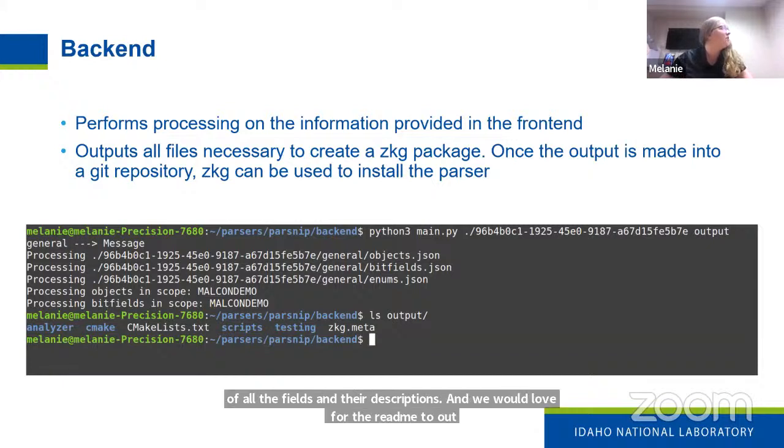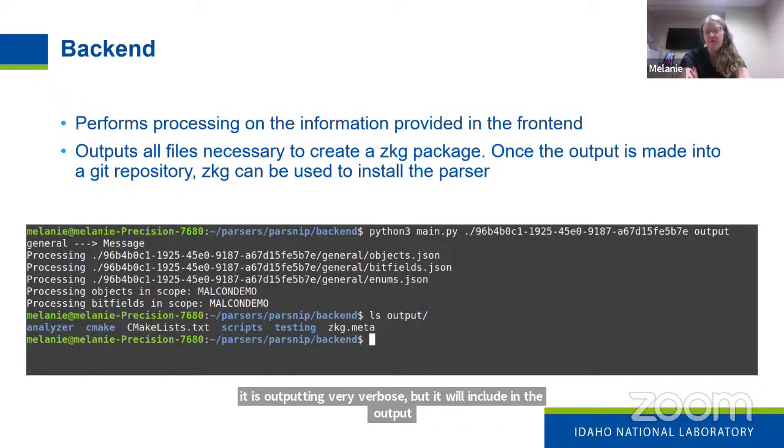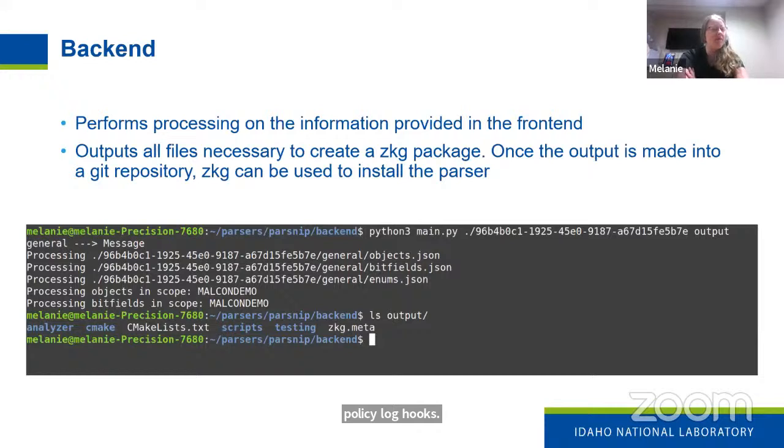It's also important to note that right now, Parsnip does output in a very verbose format. As I mentioned earlier, that's what our customers request. Particularly our hunt and incident response team really wants to see as much data as humanly possible, rather than us kind of summarizing it on the front end, on the Zeek end. So it is outputting very verbose, but it will include in the output policy log hooks so that you can turn on and off anything besides basically the header, if you would like.